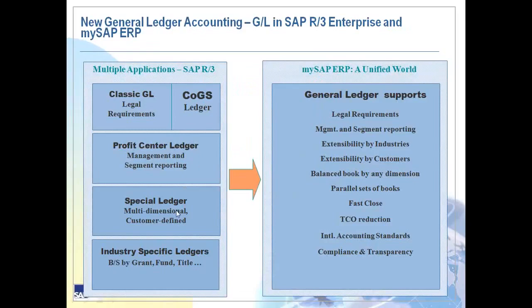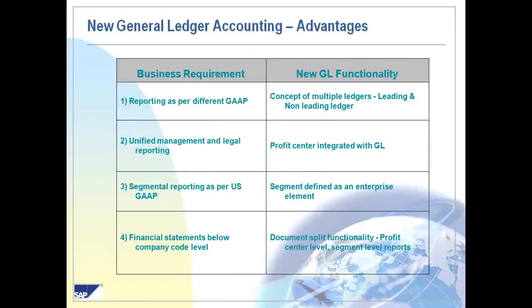So there is no longer a special purpose ledger. Okay, it is eliminated because of the parallel set of books of records, and of course profit center ledgers, management, and segment reporting. So these are some of the advantages because of UGL. So it is possible to report as per the different generally accepted accounting principles. Okay.